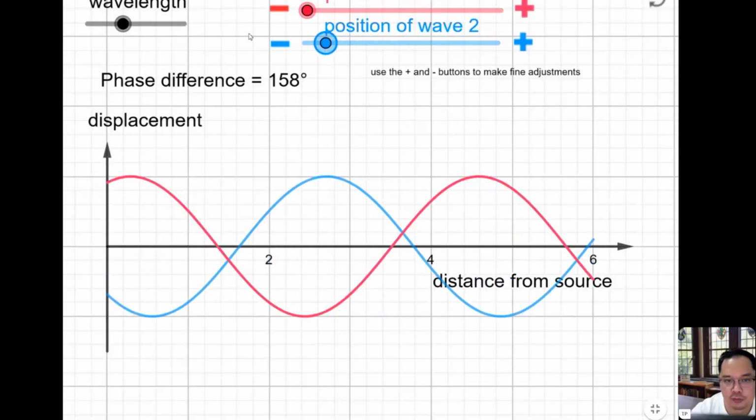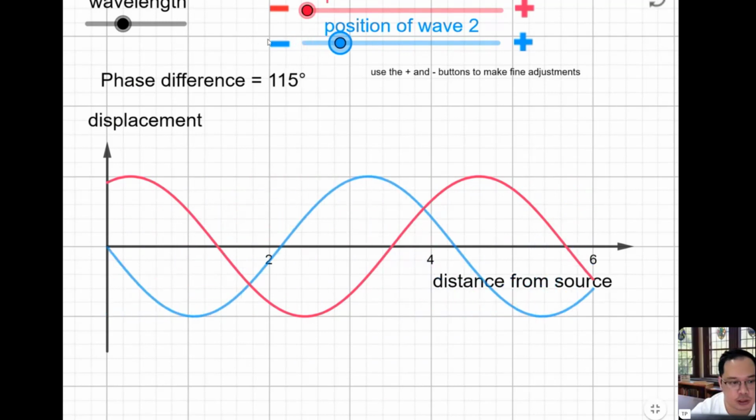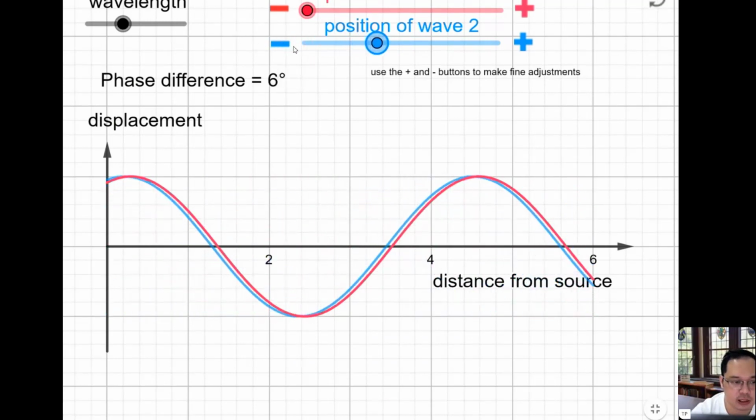So if I move the wave like this, so that they are coincident, they're identical. The two graphs are identical, starting at the same time and decreasing and increasing at the same time. We say that the two waves, the red and the blue waves, have zero phase difference.